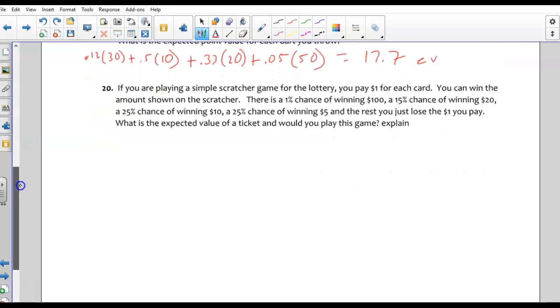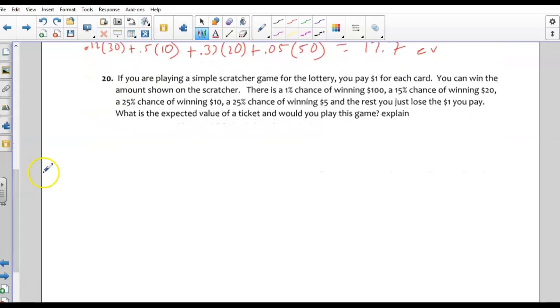And then grand finale. If you are playing a simple scratcher game for the lottery, you pay $1 for each card. So we should subtract this out, because I'm paying to play. You can write the amount shown on the scratcher. There's a 1% chance of winning $100. So there's a 1% chance, 0.01, of really winning $99 because I have to subtract 1 from 100.